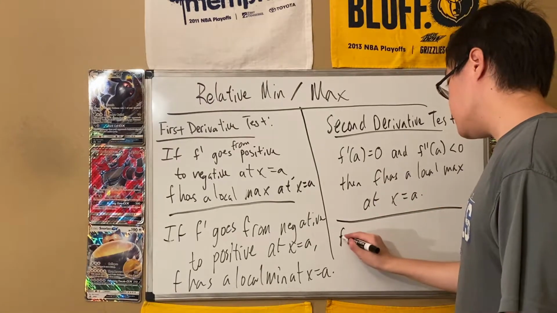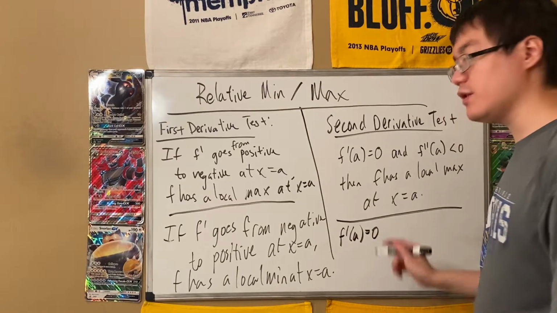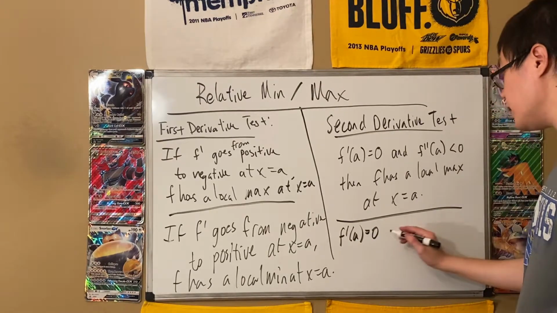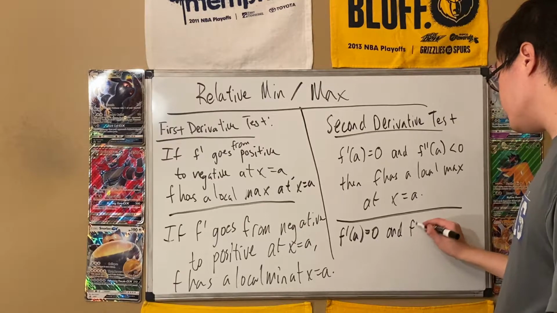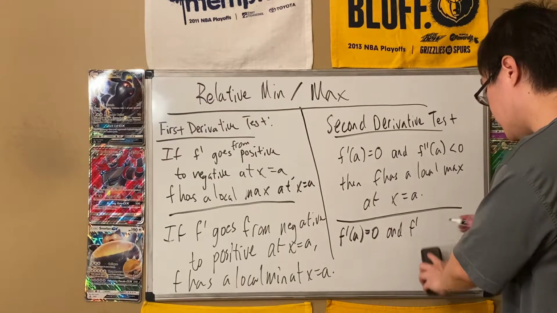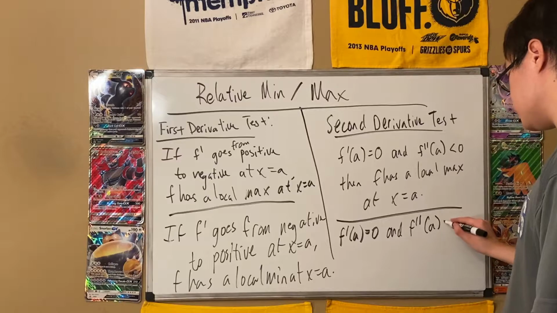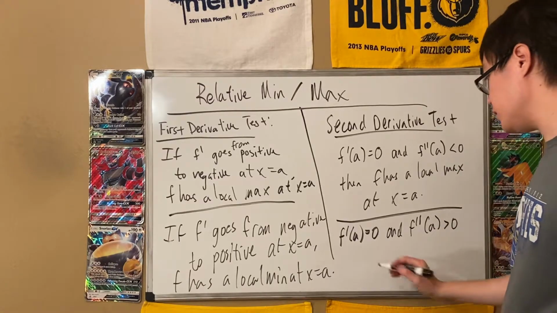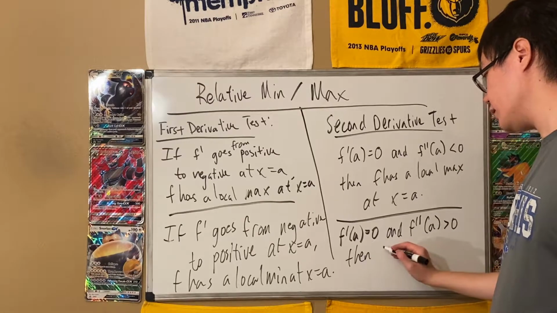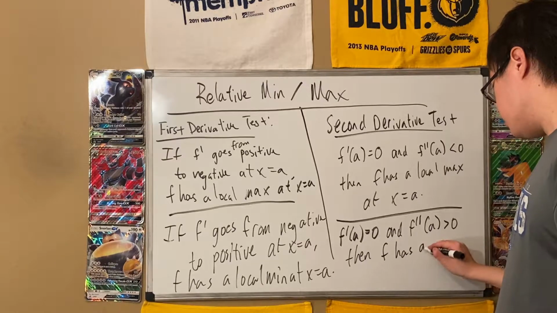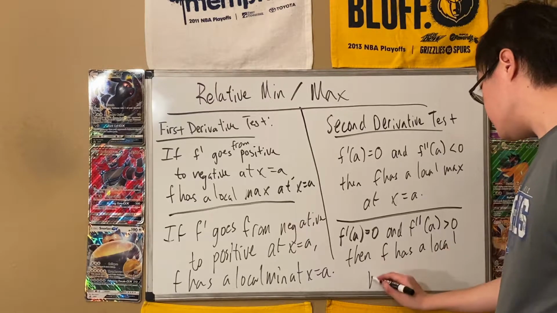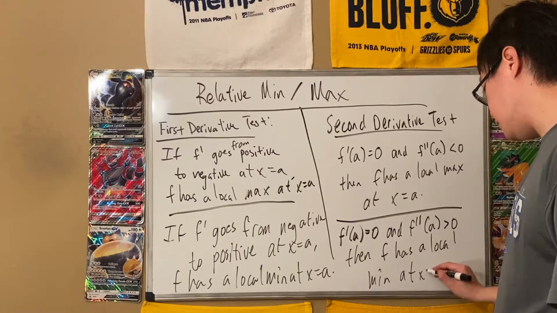So it's the reverse. You still need f prime of a to be 0 because you still need that horizontal tangent line. Then you need f double prime of a not to be negative, but you need it to be positive, which is slightly misleading in my opinion because positive goes with min in this case, but it's again all about concavity. As a local min at x is equal to a.